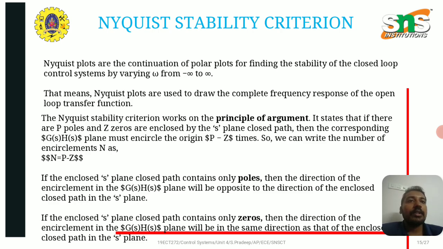Nyquist plots are the continuation of polar plots for finding the stability of the closed loop control system by varying omega from -infinity to infinity. The Nyquist criterion works on the principle of argument. It states that if there are P poles and Z zeros enclosed by the s-plane closed path, then the corresponding G(s)H(s) plane must encircle the origin P minus Z times. So we can write the number of encirclements N as N equal to P minus Z.